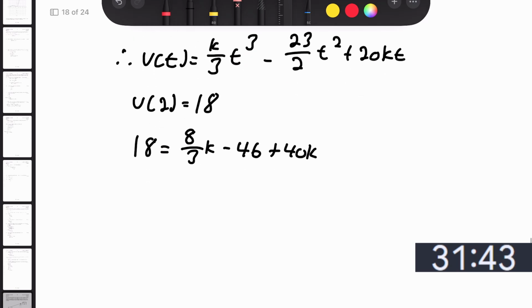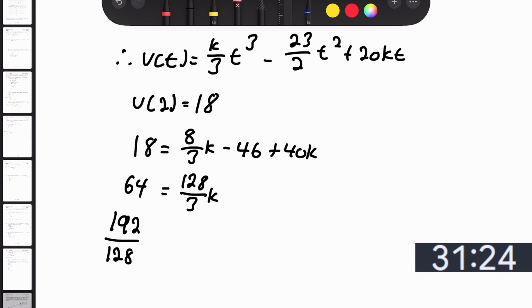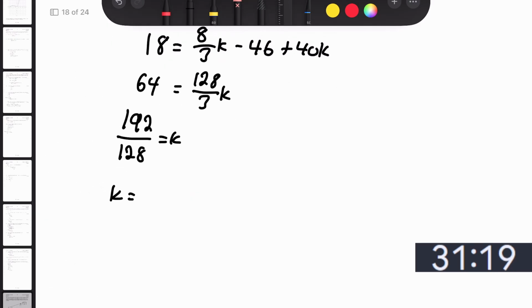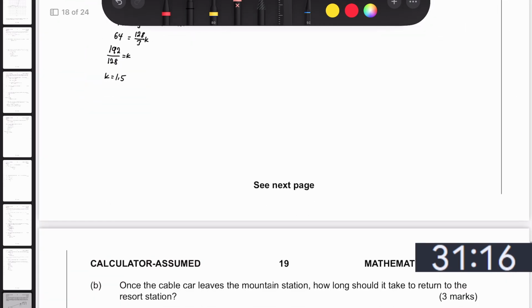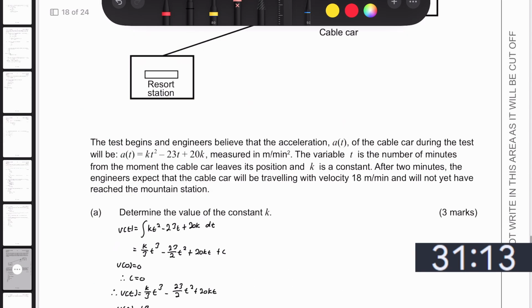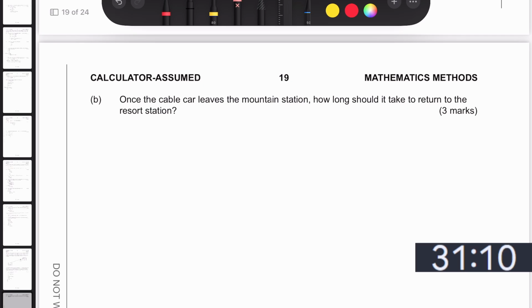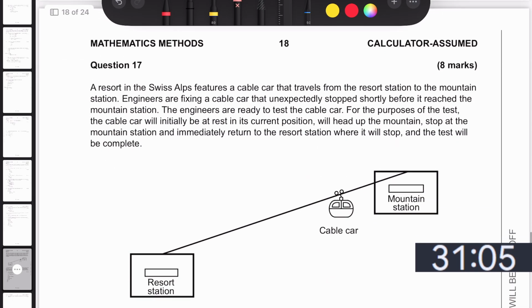Then adding that over, that becomes 64 equals, is that 64? 58, yeah, 64. 128 on 3, okay. So then that becomes 192 over 128 is equal to k. So k is equal to, is that 1.5? Yep, so 1.5. Excellent. Once the, wait, is that all I need to do? Find a constant k. Once the cable car leaves the mountain station, how long should it take to return to the resort station?